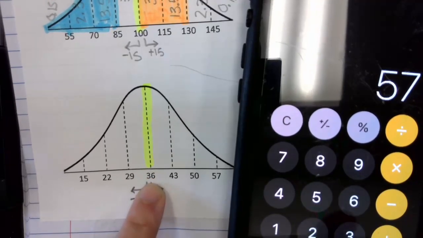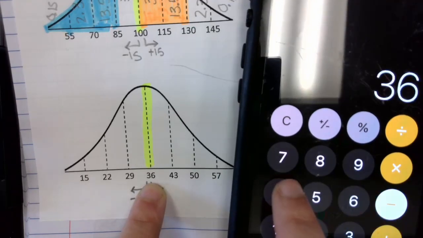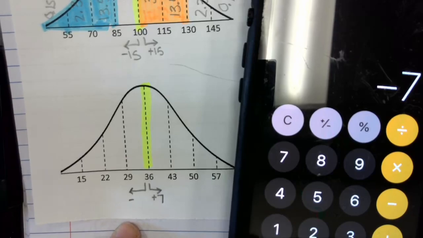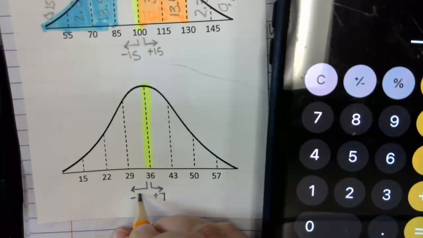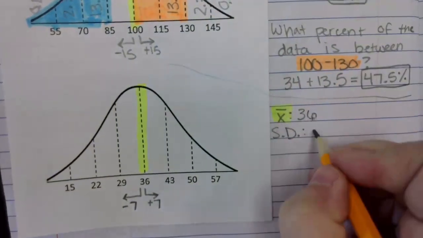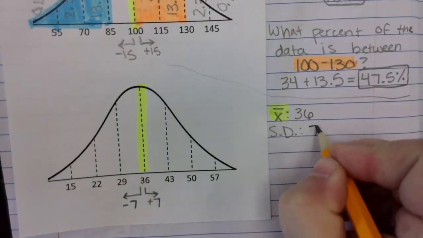If I went the other way, if I accidentally did 36 minus 43, what's going to happen? Negative 7, and then we just know it's 7. Yep. Good. Our standard deviation will always be positive, so we should be adding and subtracting 7. That is our standard deviation.